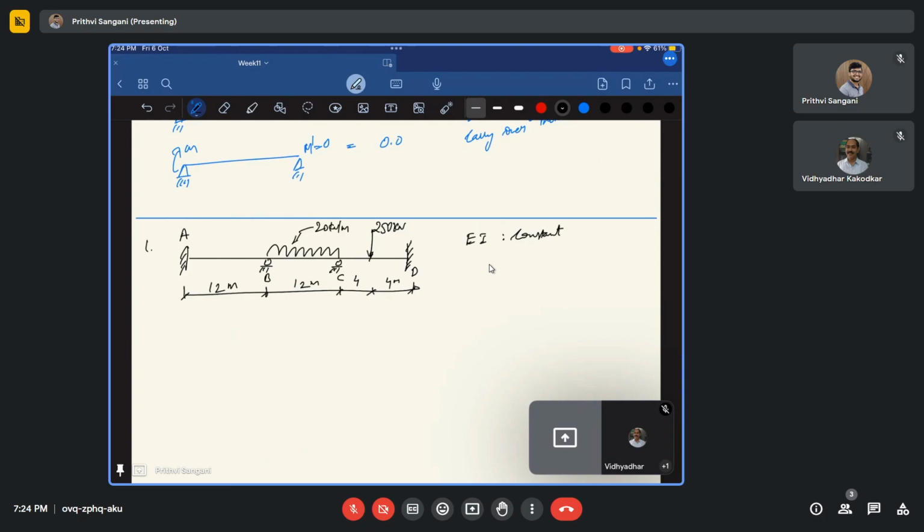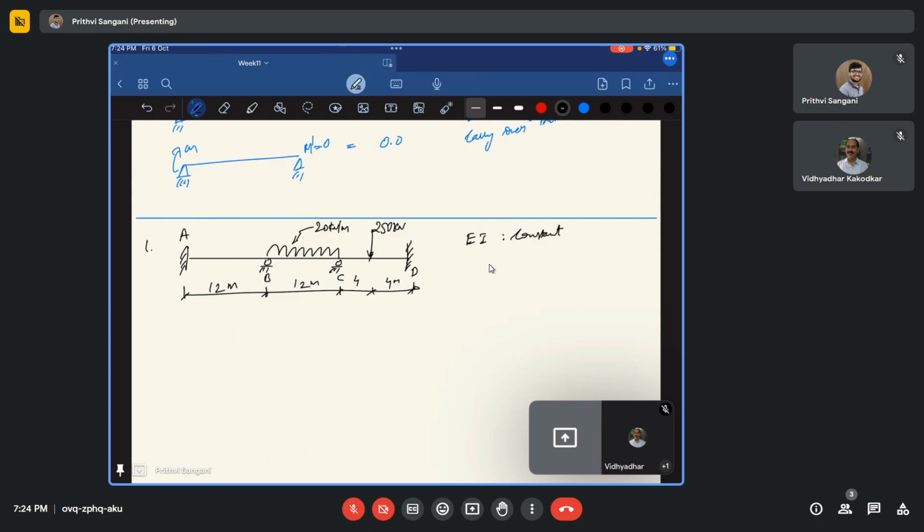Okay. So what are the first few things which we need to do? First, we need to find the stiffness factors. So the stiffness factors, again, we assume everything is fixed. Obviously, here in this problem, everything is fixed.